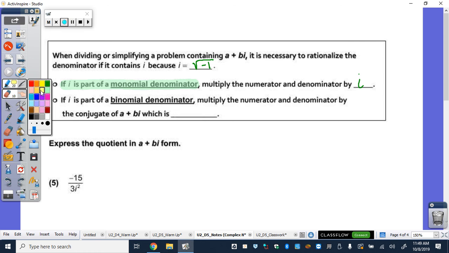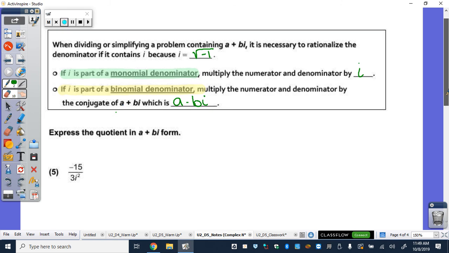Now, if i is part of a binomial denominator, so that means there's 2 terms down there. Just like with our radicals, when there was 2 terms, you have to multiply by your conjugate. So if it was a plus bi, you'd multiply by a minus bi. So again, same rules as radicals, just a little bit different.